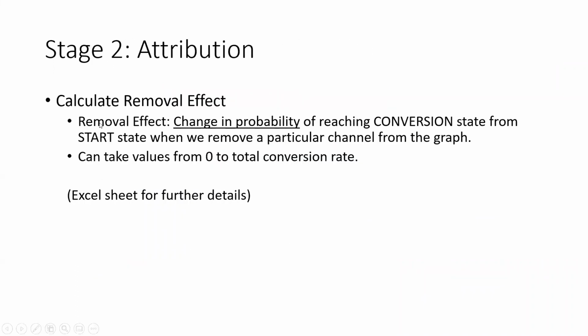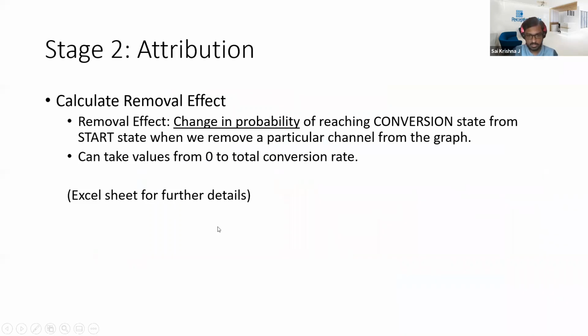So like I said, the removal effect is basically the change in probability of reaching the conversion state from the start state when we remove a particular channel from the graph. A channel is nothing but that Google ad or LinkedIn ad or the phone call or the webinar. And this removal effect can take values from 0 to the total conversion rate.